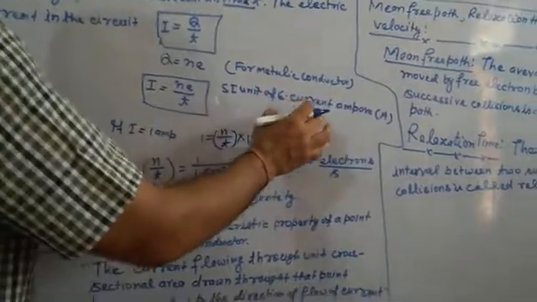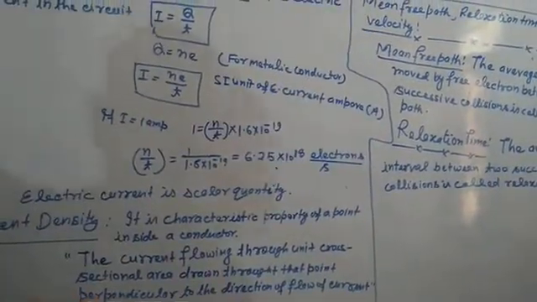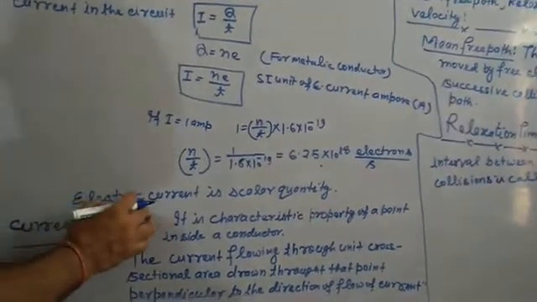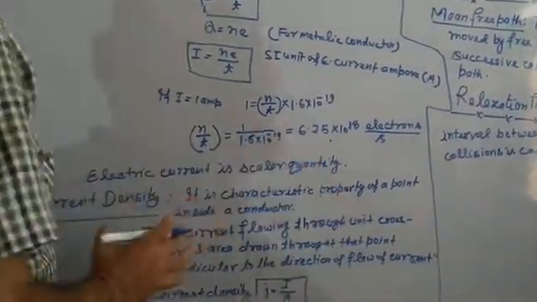The SI unit of electric current is ampere, denoted by capital A. Electric current is a scalar quantity.